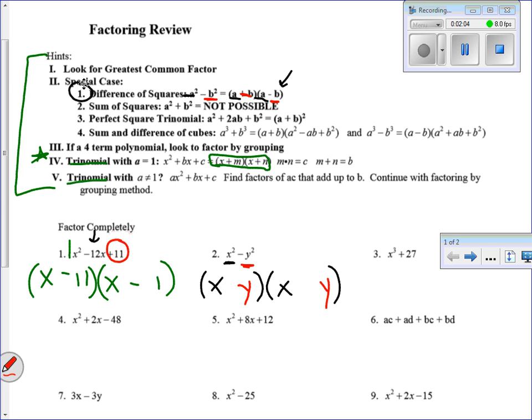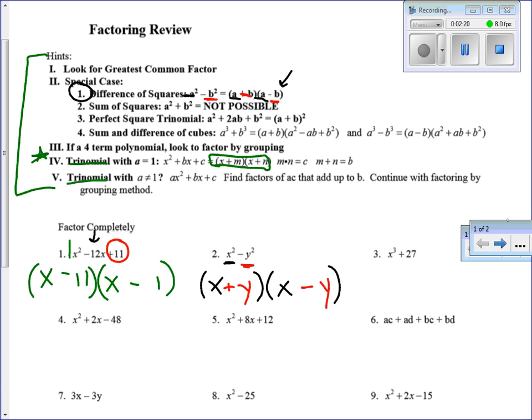If we need it to multiply to be a negative y squared, one of them has to be positive and one of them has to be negative. And that's your final answer. Okay, that would be the same process for number 8, and probably more of them, but I can't see.